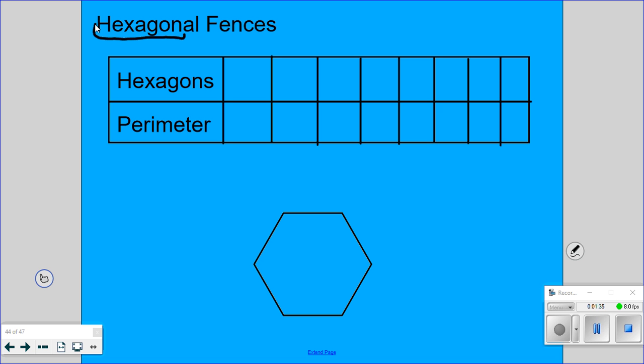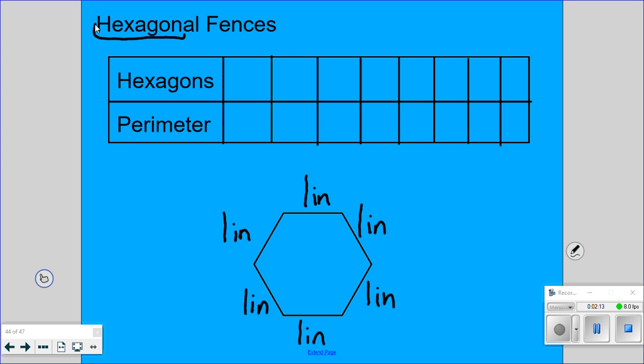At the top of your paper, you see an example. It says 1 hexagon perimeter is 6 inches. They're saying that each side of that hexagon is 1 inch long. So next to that picture of a hexagon, we're going to write 1 inch, 1 inch, 1 inch, 1 inch, 1 inch, 1 inch.